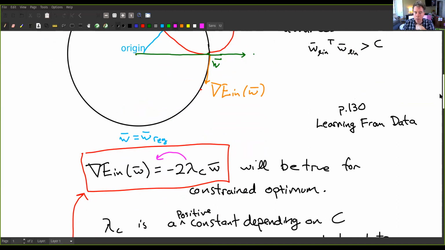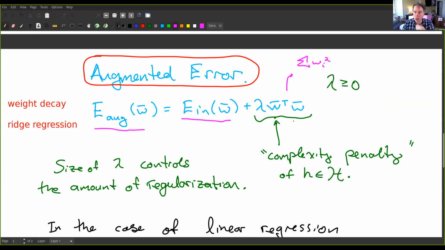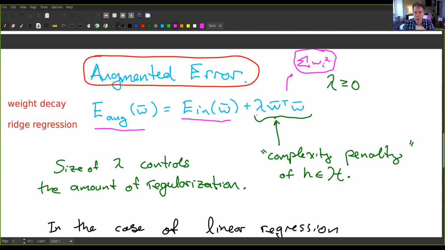But through this mathematical argument that we just gave, that turns out to be equivalent to the idea of using an augmented error, which is our regular error, plus a complexity penalty, where the complexity is the size of the weight vector. And now from this point of view, this constant lambda is the degree to which we punish complicated solutions. So if lambda is a big positive, then we're going to punish complicated solutions a lot. And the smallest we're going to let lambda be is zero. If lambda is zero, then we don't punish complex solutions at all, and the augmented error is the same as the n sample error. So there's no regularization at all.